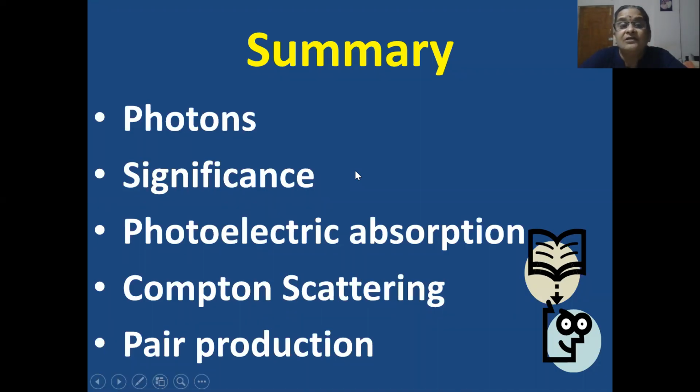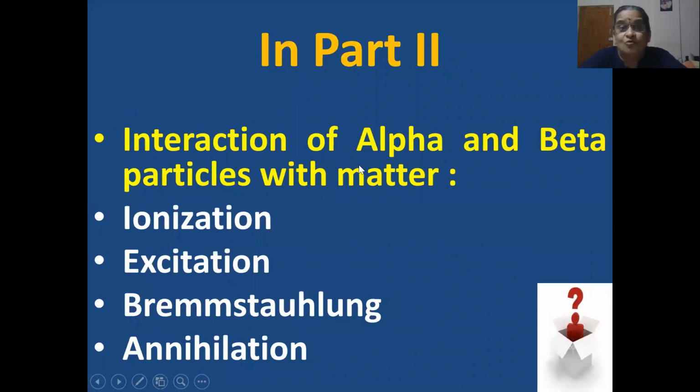What is the significance of this topic? What are the different interaction methods? Photoelectric absorption, Compton scattering, and pair production of these gamma photons with the matter. Now in part 2, I'll be talking about the interaction of alpha and beta particles with matter, that is ionization, excitation, bremsstrahlung, and annihilation.